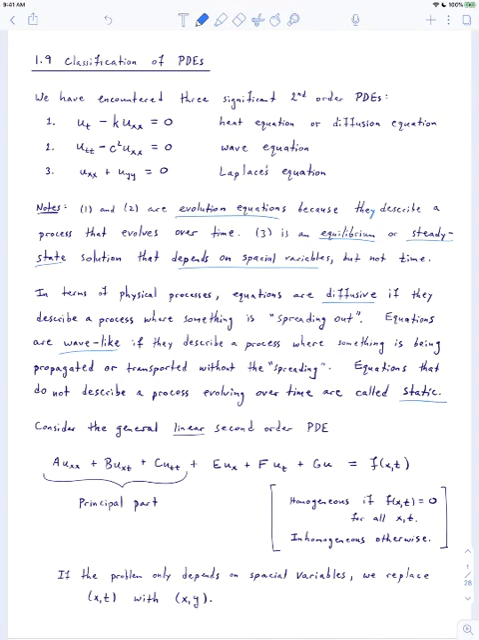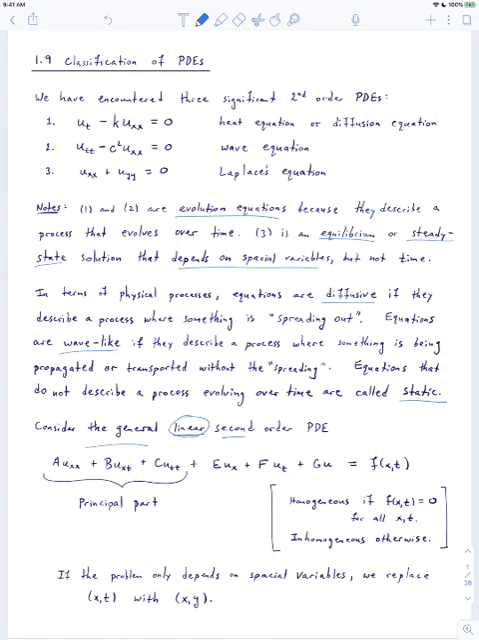Let's consider the general linear second-order partial differential equation. Notice that this is linear, and again, by linear we mean it's linear in terms of u and its derivatives. This is second order, so that means we have the second order derivatives, u sub xx, u sub xt, and u sub tt. Here we have a bunch of coefficients, a, b, c, e, and f, and g. We don't include d because we're going to need d for something else in a minute.